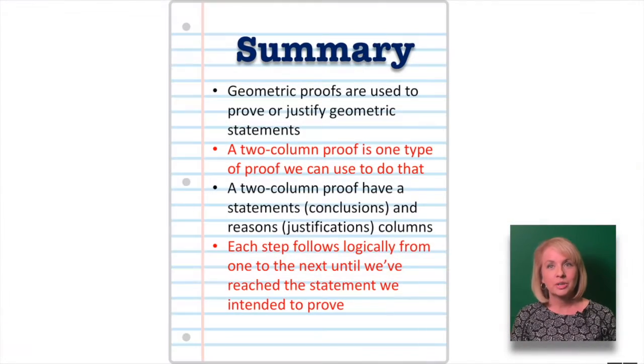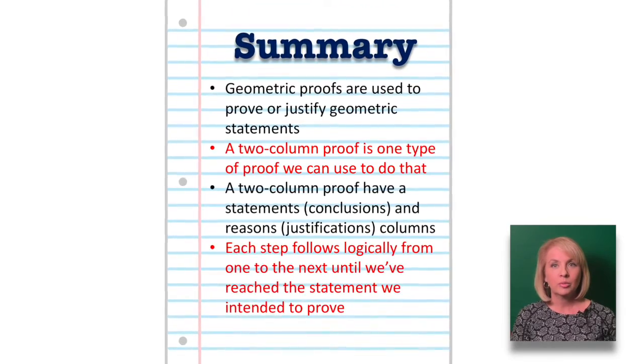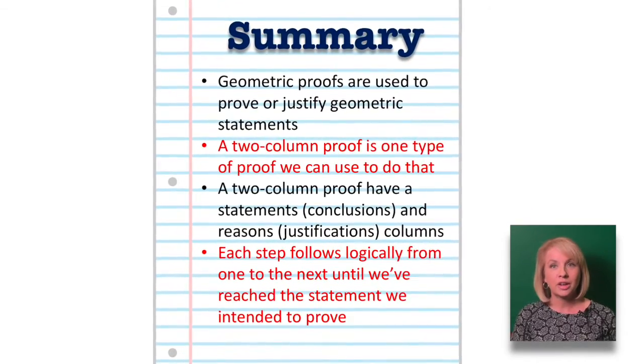In summary, geometric proofs are used to justify a geometric statement. One type of proof is called the two-column proof, which has a statement column where we list our conclusions and a reason column where we list our justifications. Each step in our two-column proof will follow logically from one to the next until we finally justified what it is we set out to prove.